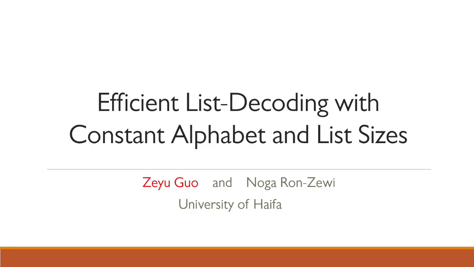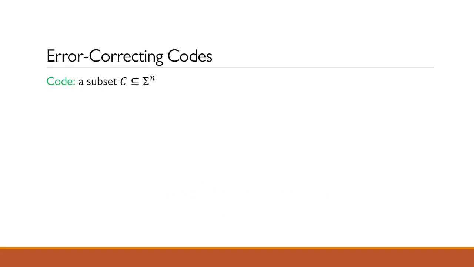In this talk, I will talk about efficient list decoding with constant alphabet and list sizes. So let's start with the notion of error-correcting codes. An error-correcting code C can be seen as a subset of Sigma to the n, where Sigma is a finite set called the alphabet, and n is called the codeword length or the block length of the code. The elements of the code C are called the codewords of the code.